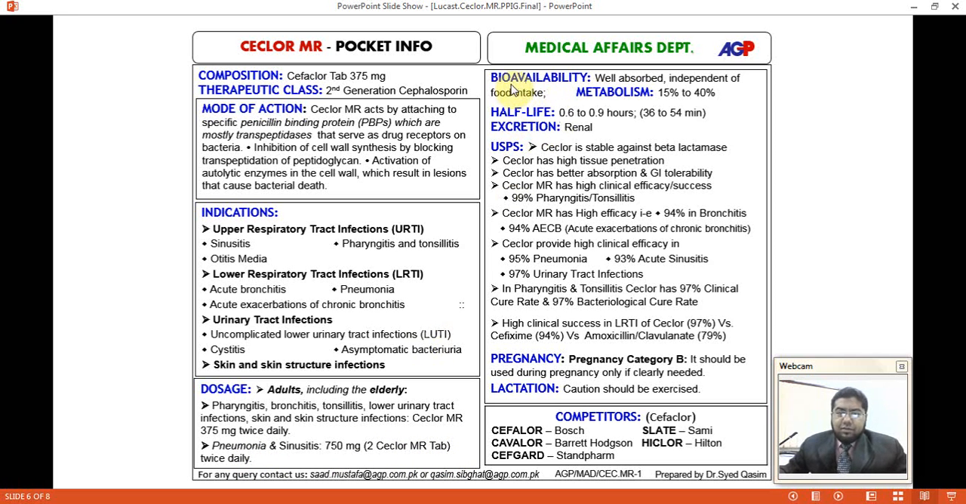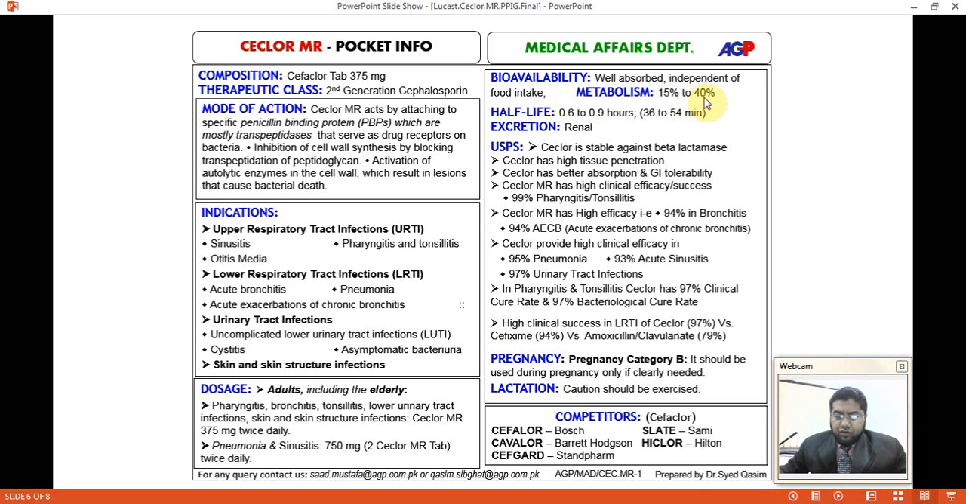Now come to the bioavailability. Bioavailability is the fraction of dose of the drug that is absorbed from its site of administration and reaches in an unchanged form in the systemic circulation. Ceclor-MR is well absorbed and independent of food intake.